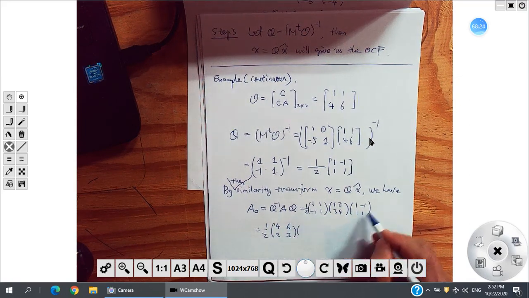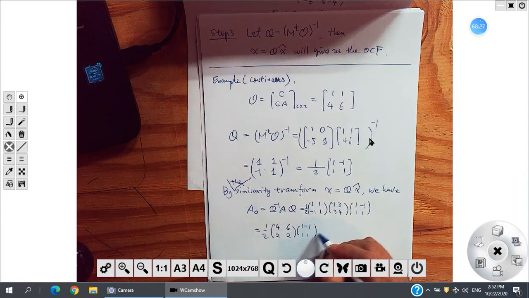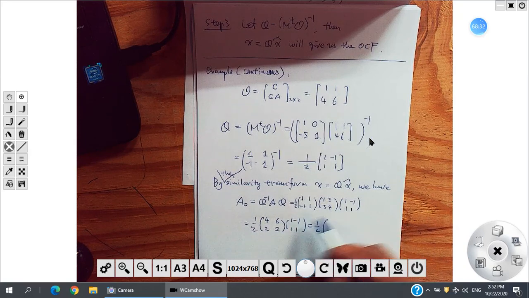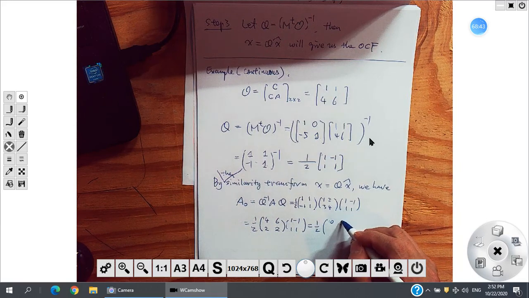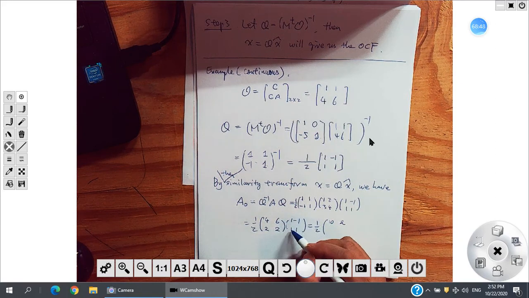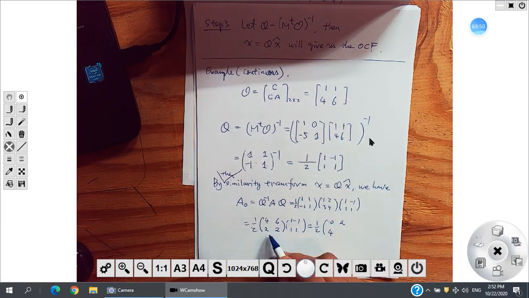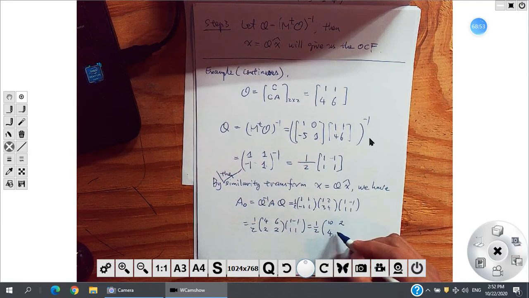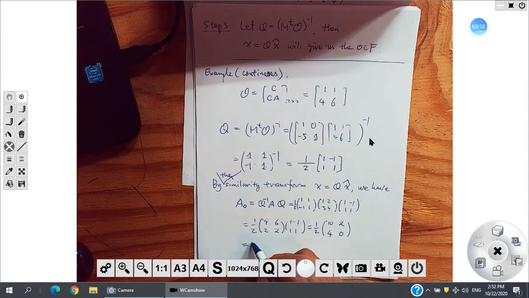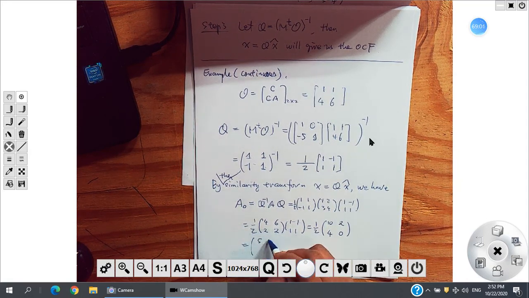And then 1, -1, 1, and 1. Okay, what is it? I copy 1 over 2. Then the matrix 4, 6 times 1 and 1, I have 10. 4, 6 times -1 and 1. So I have -4 and 6. That is 2. -4 plus 6. Okay, then 2, 2 and 1, 1, I have 4. And the 2, 2, -1 and 1. So it's -2 plus 2, that's 0. And let me plug in 1/2 inside the matrix. There will be 5, 1, 2, 0.